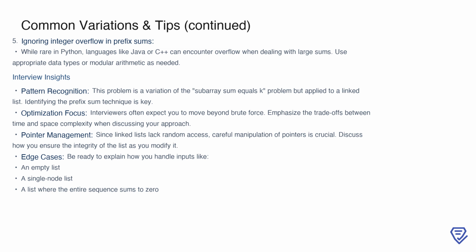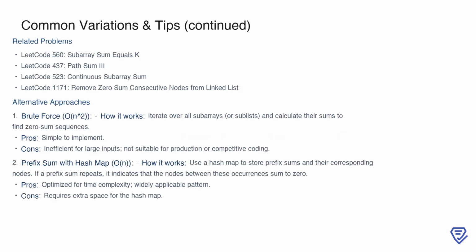Lastly, you should be ready to describe how your solution handles edge cases, such as an empty list, a single-node list, or a list where the entire sequence sums to 0. Addressing these scenarios effectively can leave a strong impression. This problem also shares similarities with several related problems on LeetCode, such as subarray sum equals k, path sum 3, and continuous subarray sum. Recognizing these connections can help you understand the underlying patterns and techniques that are broadly applicable.